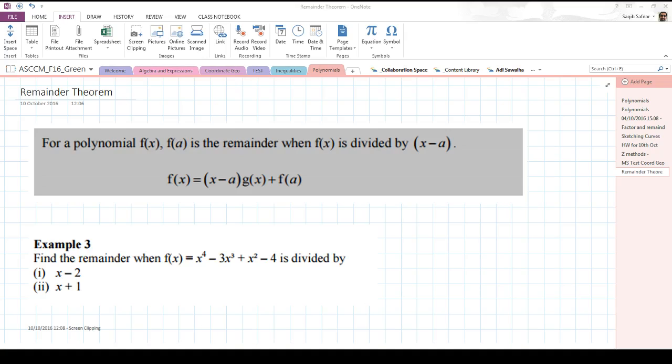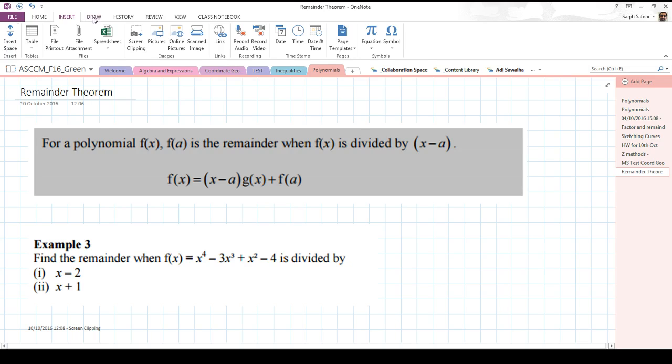Okay, so what we've got is the remainder theorem. If you've got a polynomial f(x) and you put some number in it, which is a, f(a) is the remainder when f(x) is divided by x minus a. Okay, so if you get a number, that means you haven't got 0, then that number is going to be your remainder. Let me show you by example what that means.